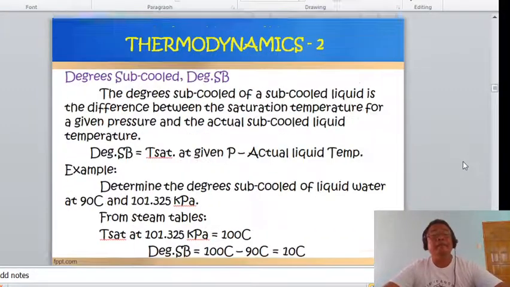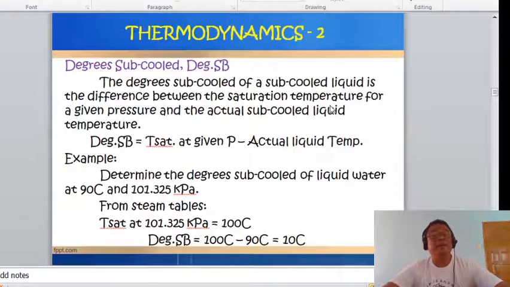Okay? So, another we have here the degree subcold. Degree subcold of a subcold liquid is the difference between the saturation temperature for a given pressure and the actual subcold liquid temperature. Okay, class. So, again, use this formula. For degree subcold, that is equal to T saturation at given pressure minus the actual liquid temperature.